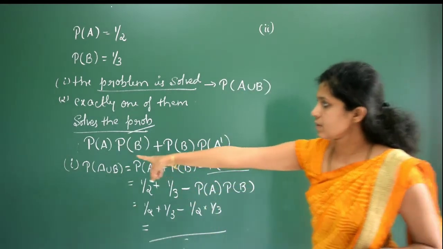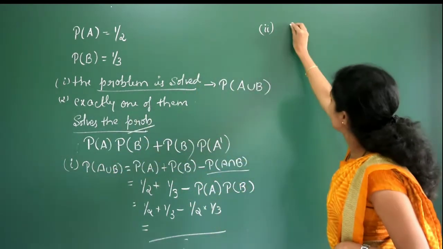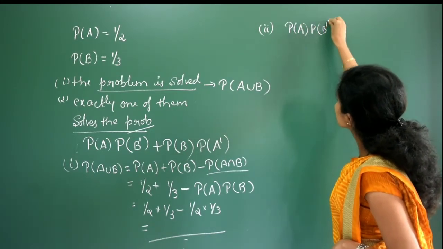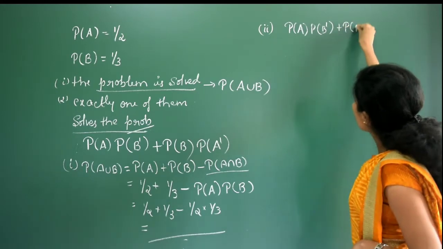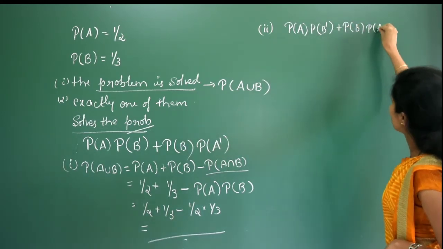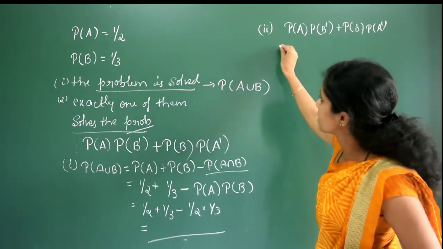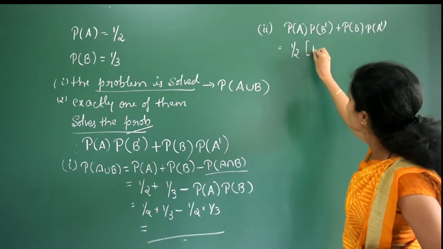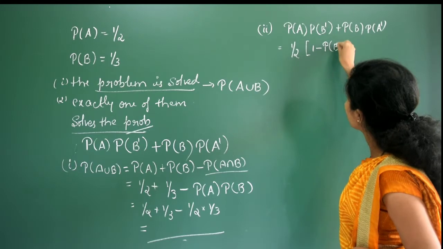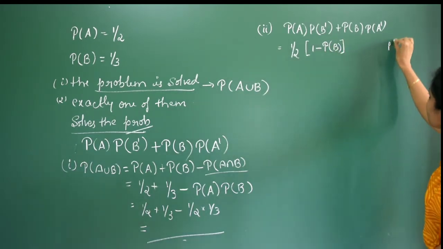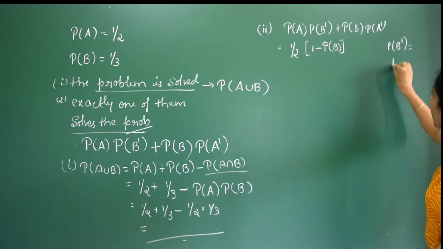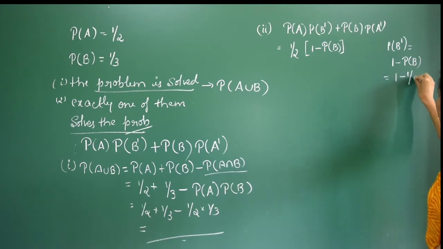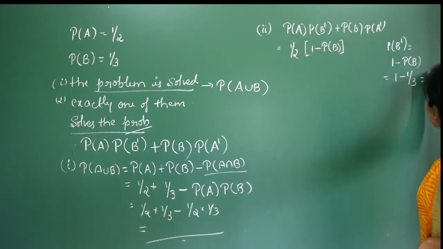As I told you, probability of A solving the problem, then B will not solve the problem, that is B dash, plus probability of solving the problem by B, then A will not solve the problem. So probability of A is equal to 1 by 2. What is the probability of B dash? It will be equal to 1 minus P of B. First write P of B dash is equal to 1 minus P of B. So this is equal to 1 minus 1 by 3. So 3 minus 1 will be 2 by 3.